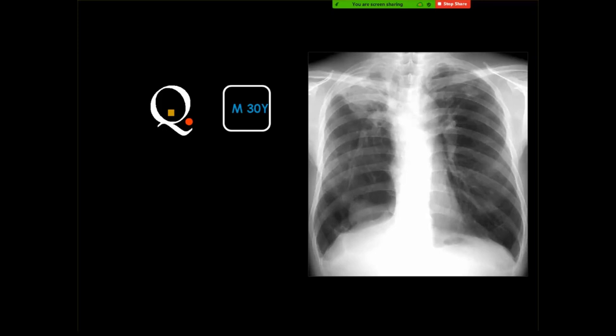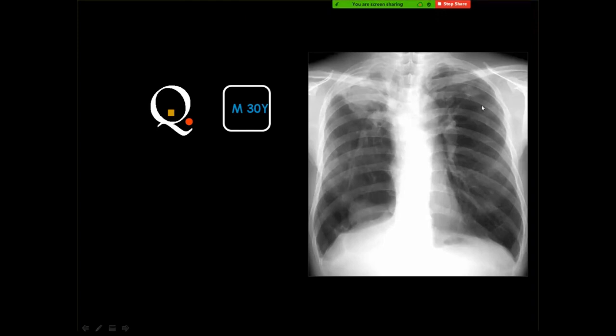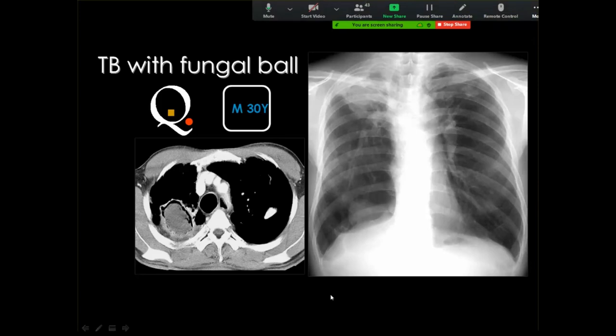There is a mass in the right upper lung. This is a fungal ball. This is TB, of course, infiltration. And one of the manifestations of TB is the presence of a fungal ball with the crescent sign. And I emphasize the changes of TB in the lung because this is a frequent disease in our area, and it is considered one of the big mistakes if you miss a case of TB for another diagnosis.